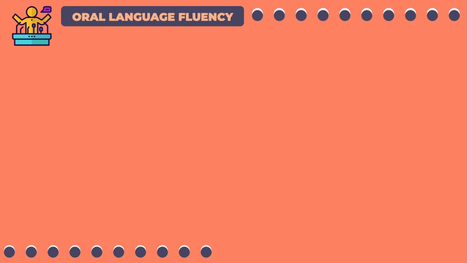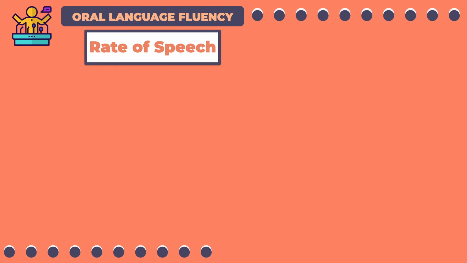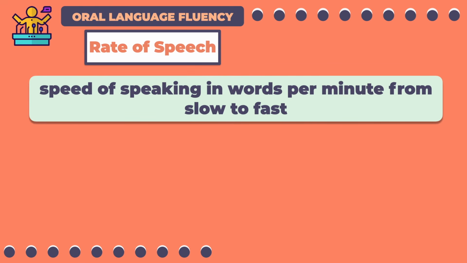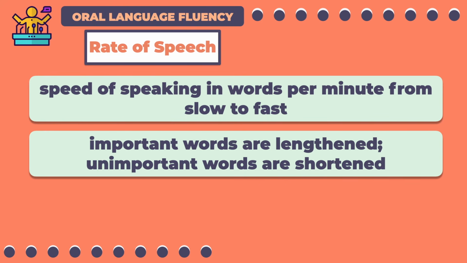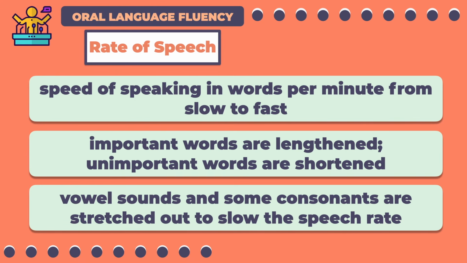Last prosodic feature of speech that we are going to discuss is rate. The English language is characterized by variations in speech. It is important to vary your rate of speaking to avoid monotony. Rate is the speed of speaking in words per minute from slow to fast. Important words are lengthened, unimportant words are shortened. Vowel sounds and some consonants are stretched out to slow the speech rate.